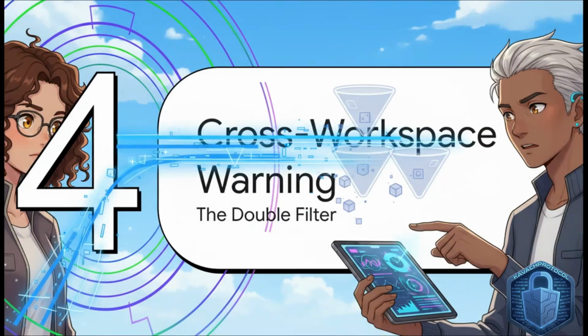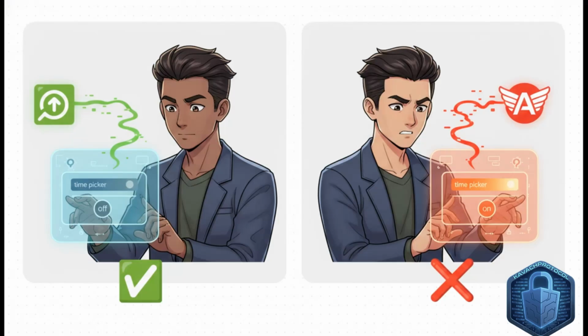Last but not least, let's talk about a very subtle but very dangerous trap you can fall into when you're doing cross-workspace queries. I like to call it the hidden double filter problem. So check this out. If your scope is a Log Analytics workspace and you use the workspace command to pull in data from another workspace, it all works perfectly. The UI sees your TimeGenerated filter and turns off its own time picker.